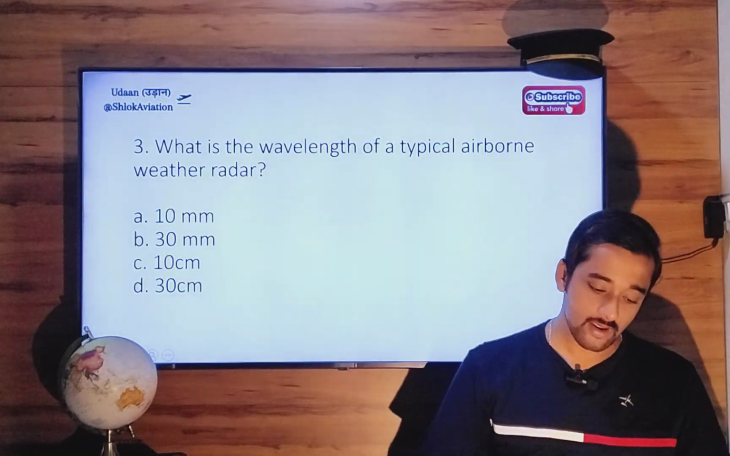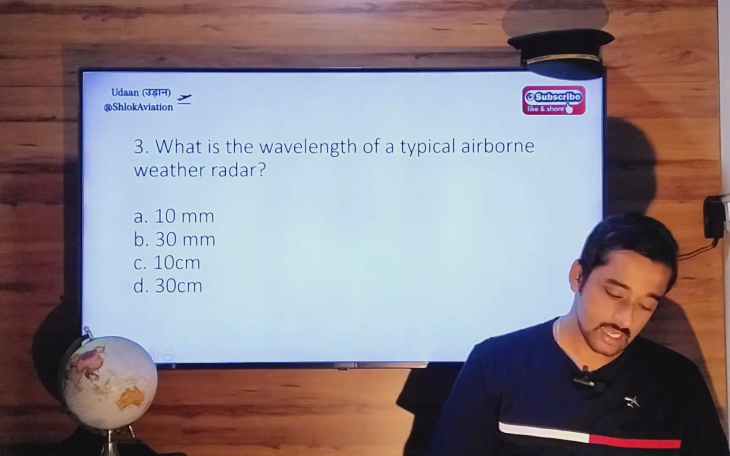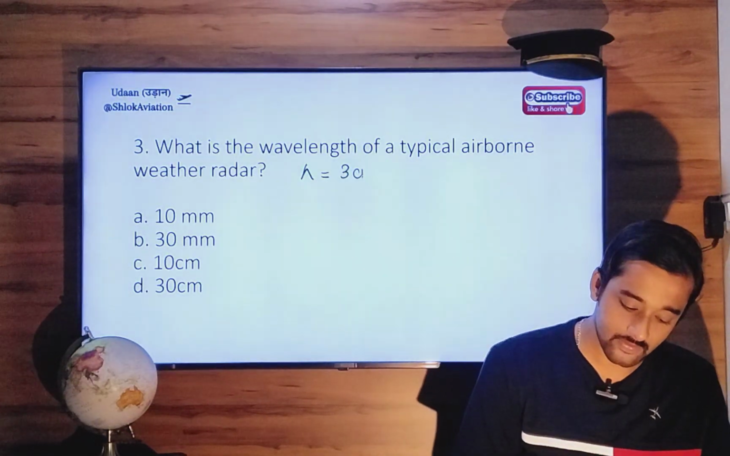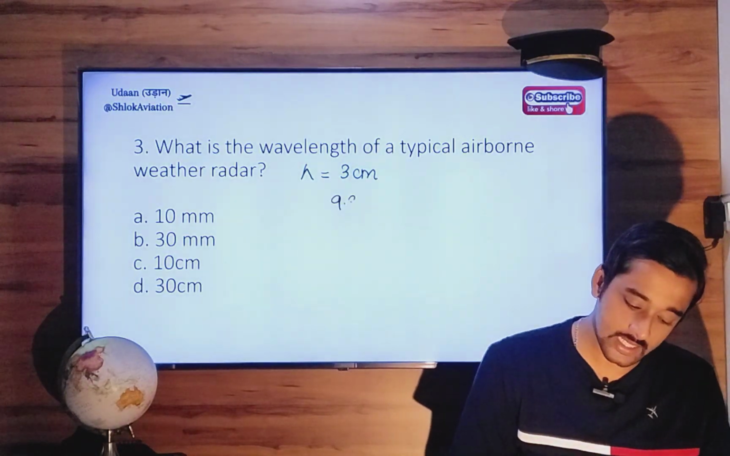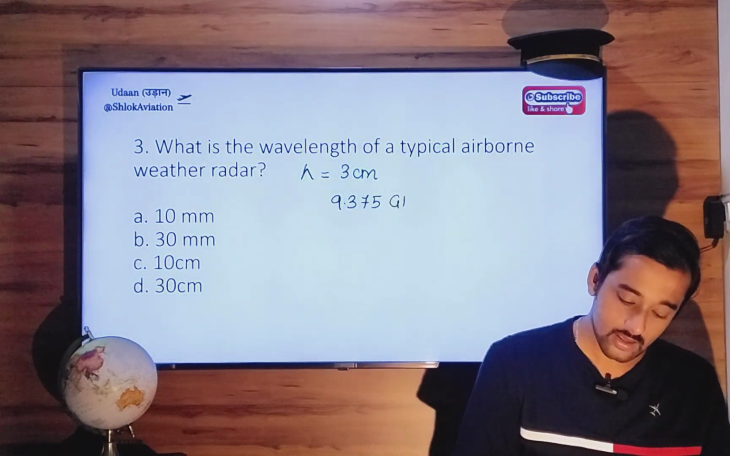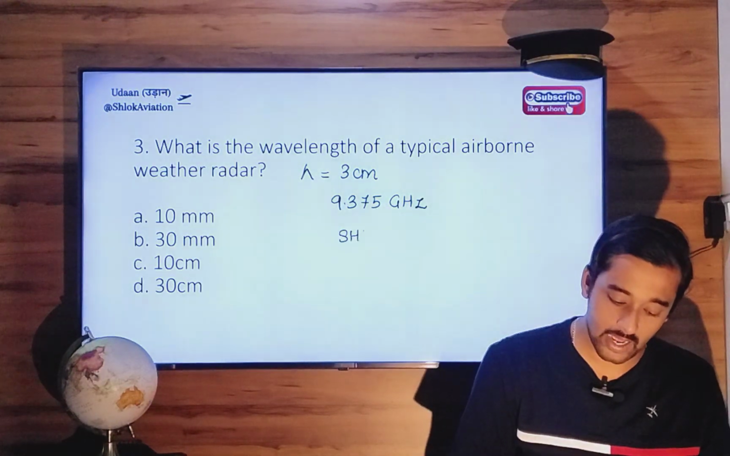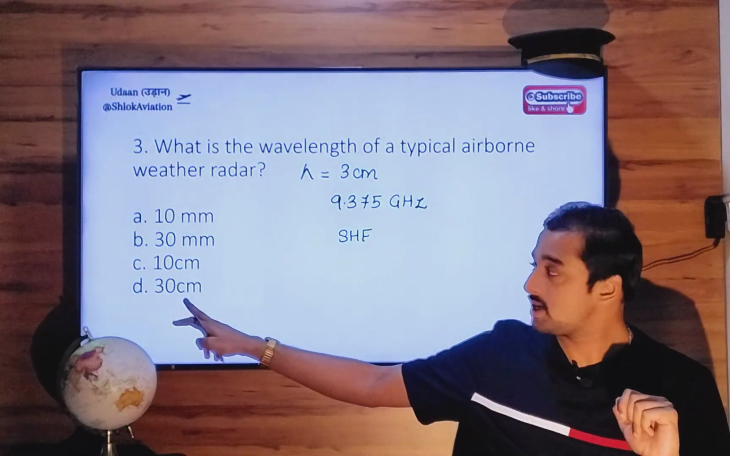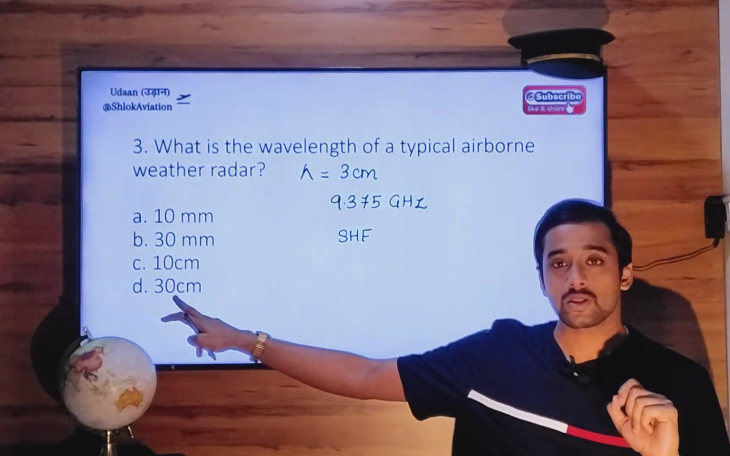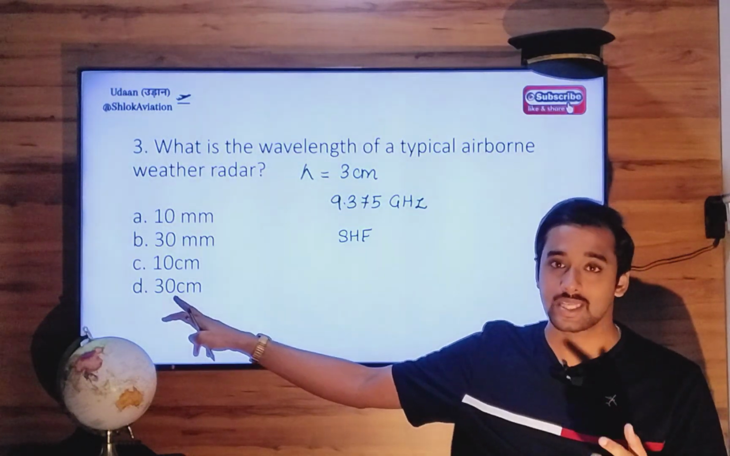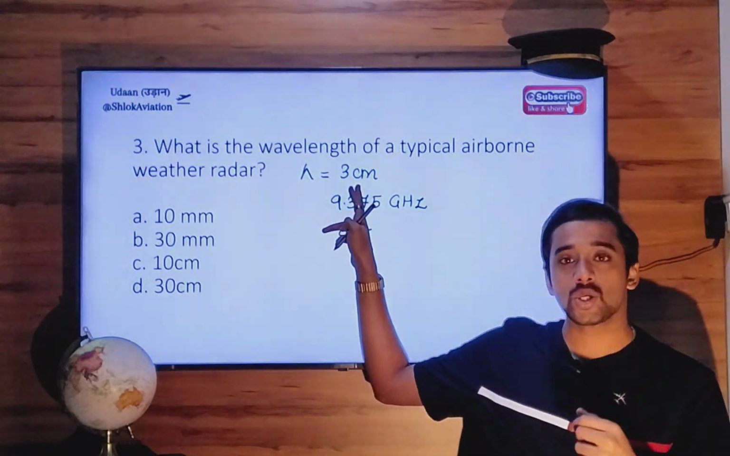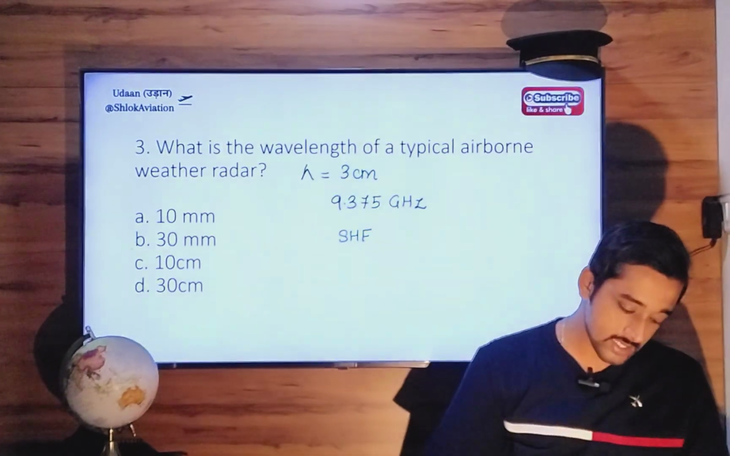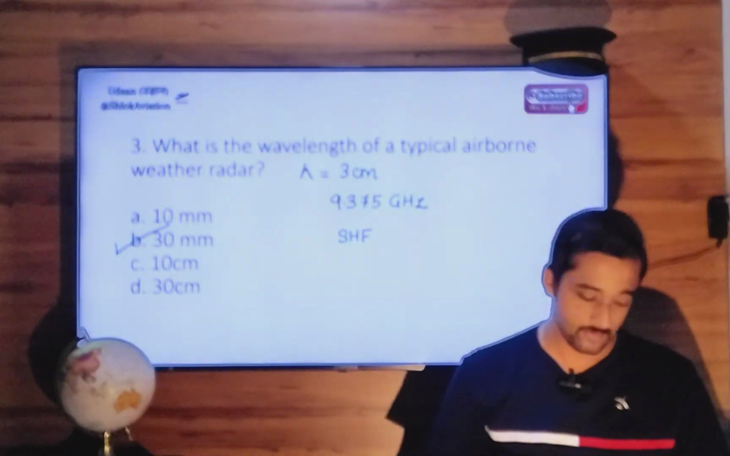Next, what is the wavelength of a typical airborne weather radar? Remember, the wavelength of a typical airborne weather radar is 3 centimeter. The frequency is 9.375 gigahertz. Okay, and the frequency band is called super high frequency band. Now, wavelength 3 centimeter. Here the options are 30 centimeter, 10 centimeter. So the option should have been 3 centimeter, not 30 centimeter. But 3 centimeter can also be written as 30 millimeter. So the right answer is option Bravo, 30 millimeter.